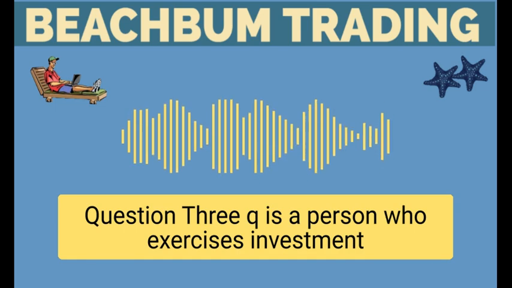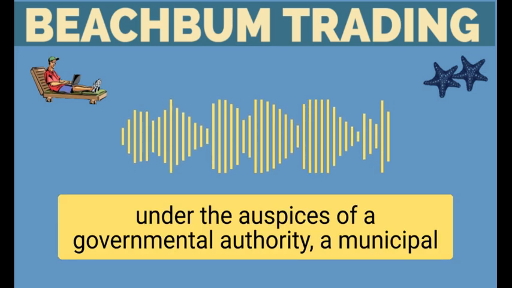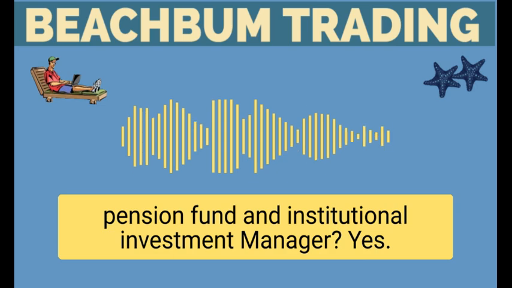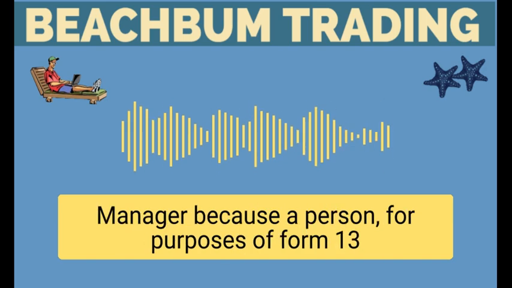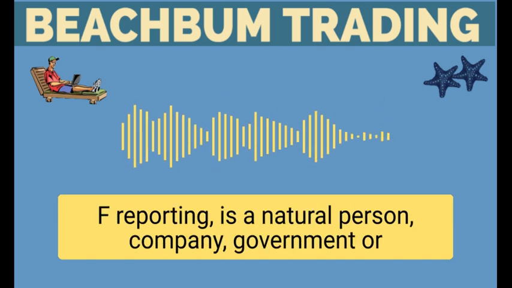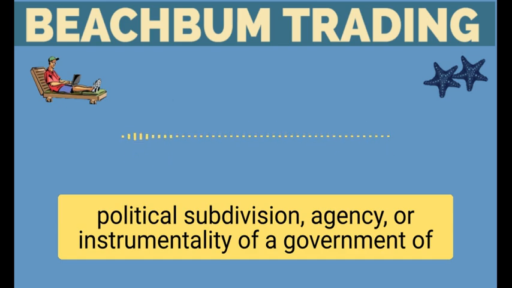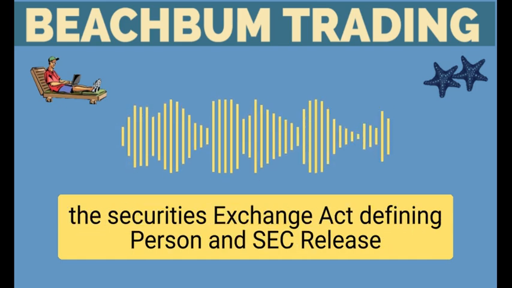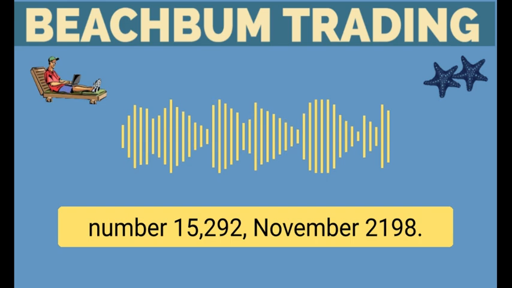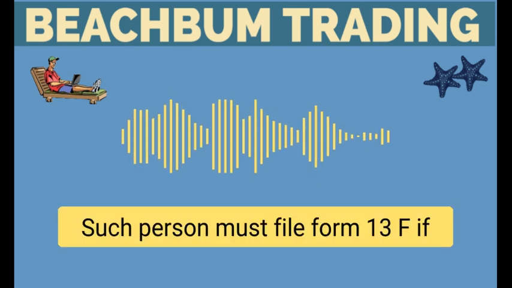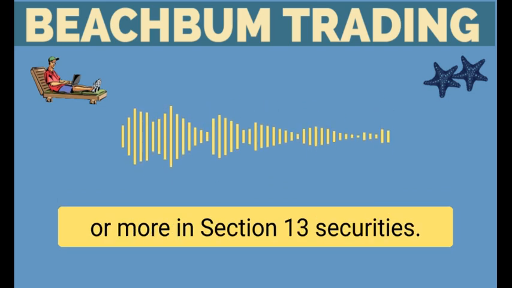Question 3. Is a person who exercises investment discretion with respect to an account organized by or under the auspices of a governmental authority, e.g., a municipal pension fund, an institutional investment manager? Yes. Such person meets the definition of an institutional investment manager because a person for purposes of Form 13F reporting is a natural person, company, government, or political subdivision, agency, or instrumentality of a government. See Section 3(9) of the Securities Exchange Act defining person and SEC Release No. 15292, November 2, 1978. Such person must file Form 13F if that person exercises investment discretion over $100 million or more in Section 13(f) securities.